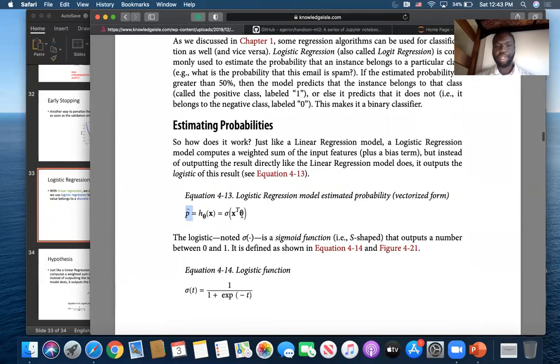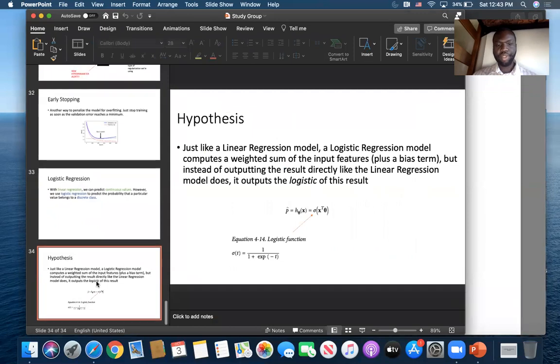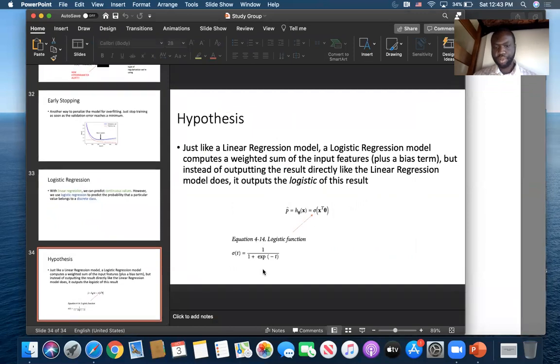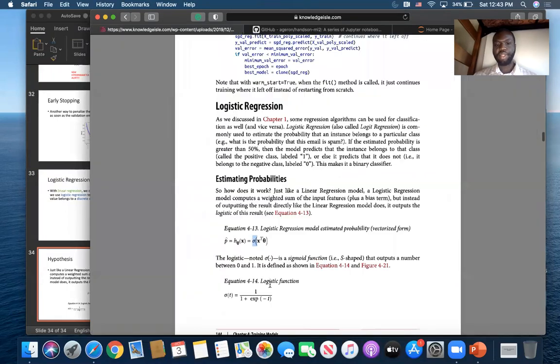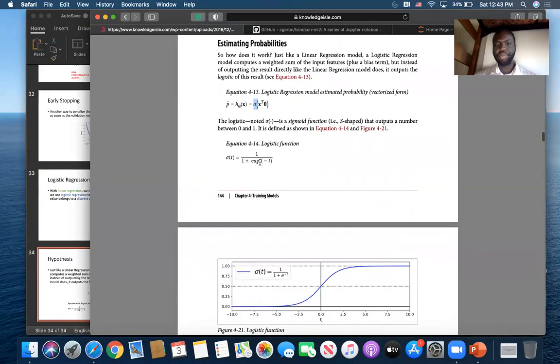Again, we'll talk about the hypothesis. The hypothesis is not too different. If you remember, this is the same thing. We had this x theta value as we did before in linear regression. The only difference is we applied the sigmoid function here. This one, something we call the sigmoid function. And this is how you get the sigmoid function.